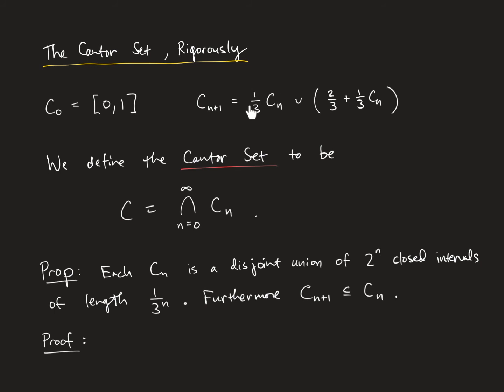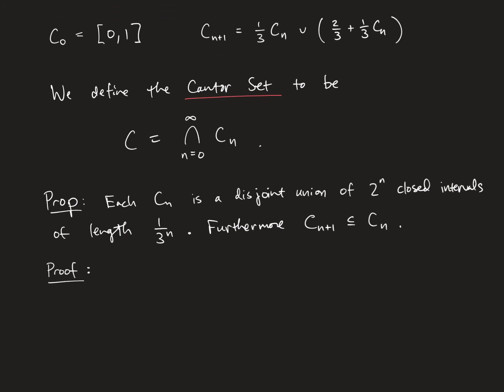1/3 Cn gives you 2 to the n closed intervals of length 1 over 3 to the n. And then when you translate by 2/3, that's going to give you another 2 to the n closed intervals of length 1 over 3 to the n. And so you have 2 to the n plus 1 closed intervals of length 1 over 3 to the n plus 1. I should have been saying n plus 1 because of the 1 over 3. All right, so this is a straightforward induction.